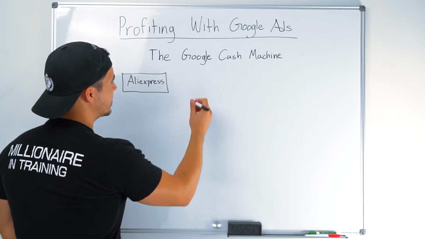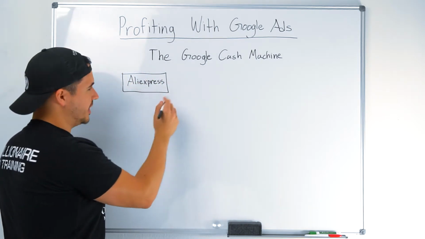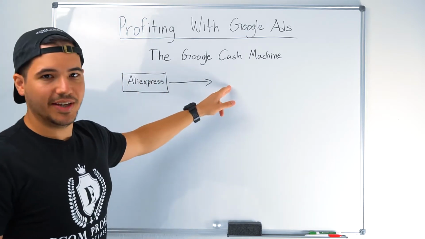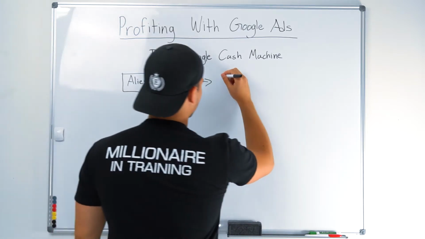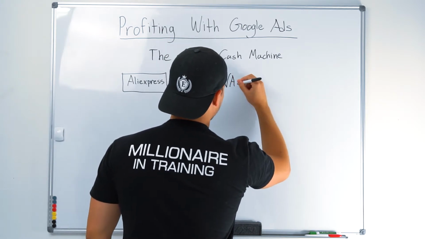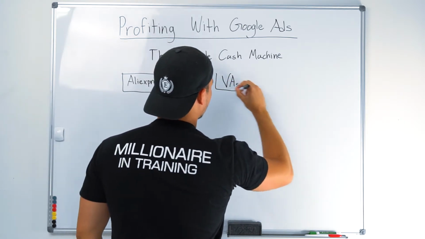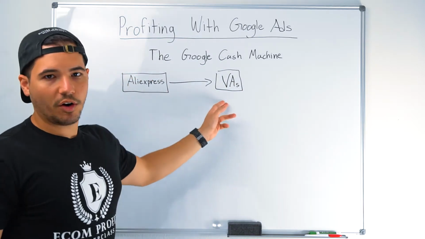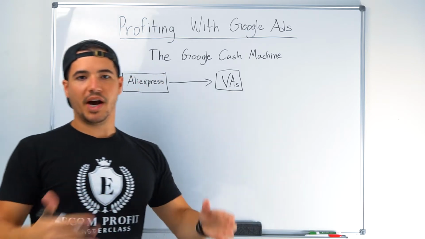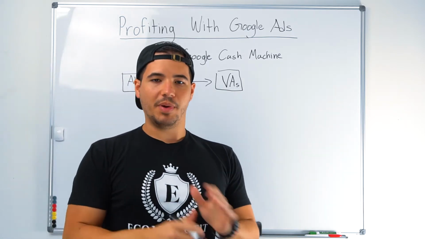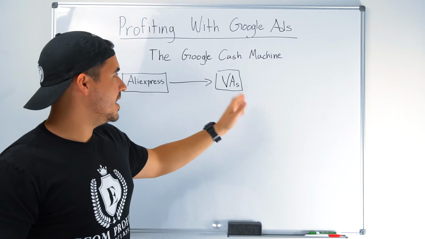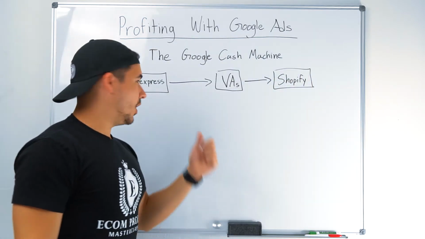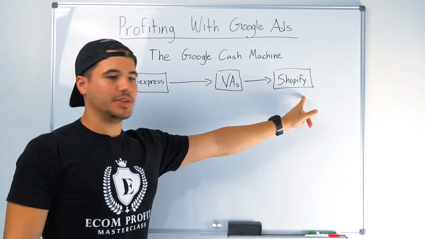So the way that this works is we have all the products here on AliExpress. And what we do is we have VAs. Now, what are VAs? This is always a big question. People always ask, what are VAs? How does that work? Where do I find them? VAs are virtual assistants, people who we hire. They could be anywhere in the world. We pay them. They're pulling products out of AliExpress and putting them into Shopify.